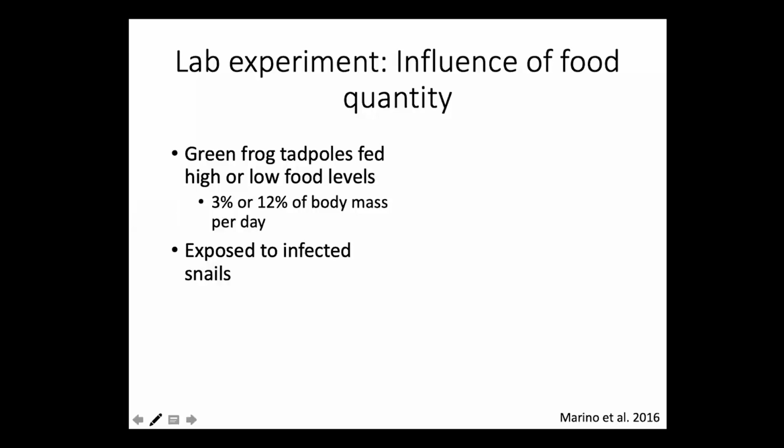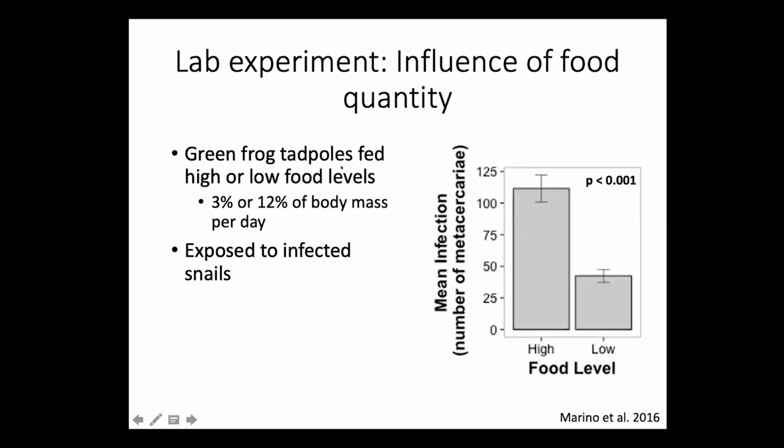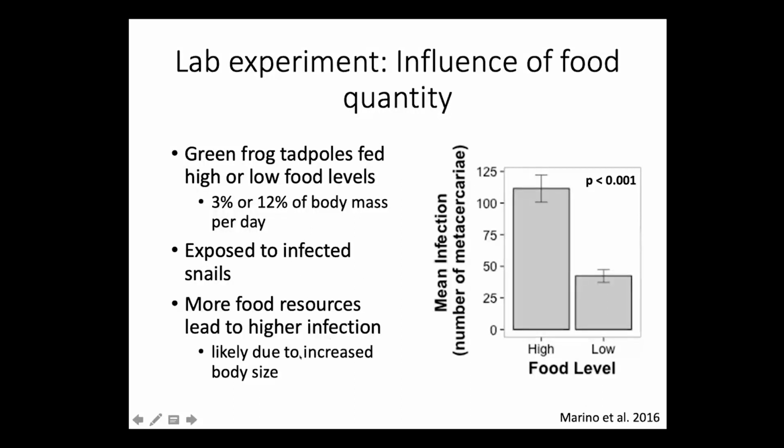I did some work previously, a few years ago, looking at how food quantity influences infection loads. I fed tadpoles two different food resource levels, and then I measured infection when they were exposed to an infected snail that was continuously producing parasites. I found generally that ones fed lower food levels tended to be less infected than ones fed higher food levels. The reason I think this result occurred is that when there are more food resources, tadpoles grow more, and larger individuals are larger targets for the parasite, so they end up getting more infected. We've seen that in some other experiments as well, that body size is associated with more infection.